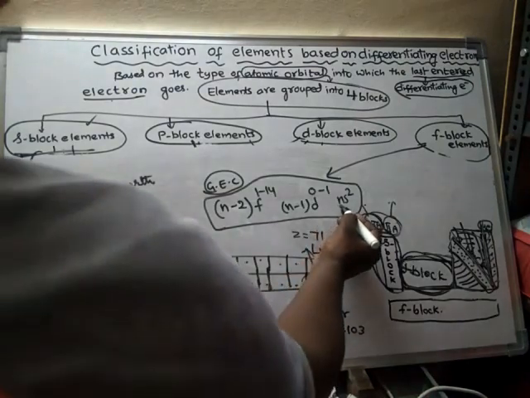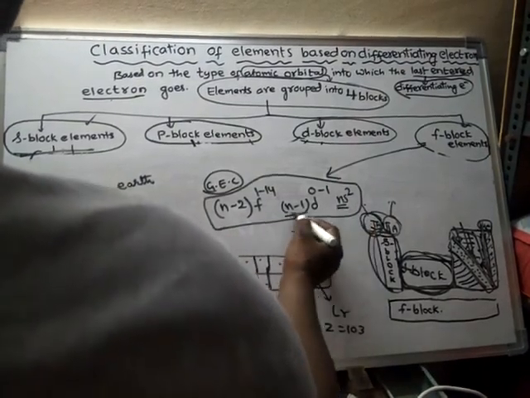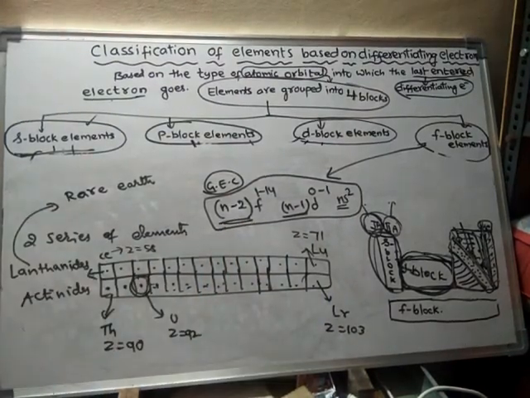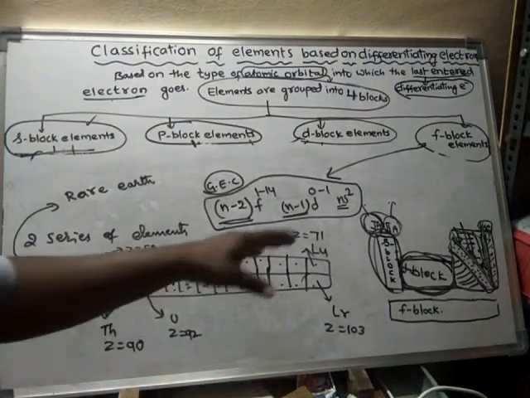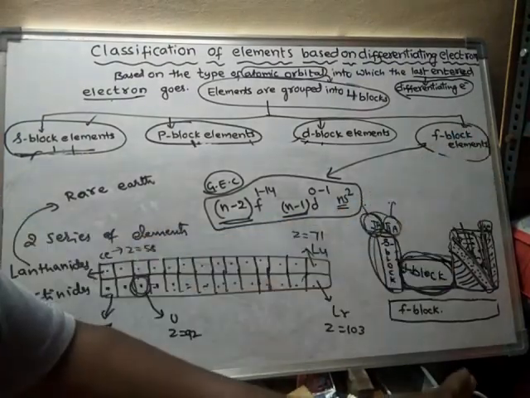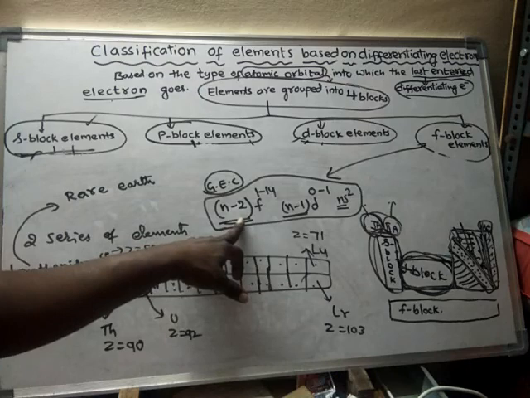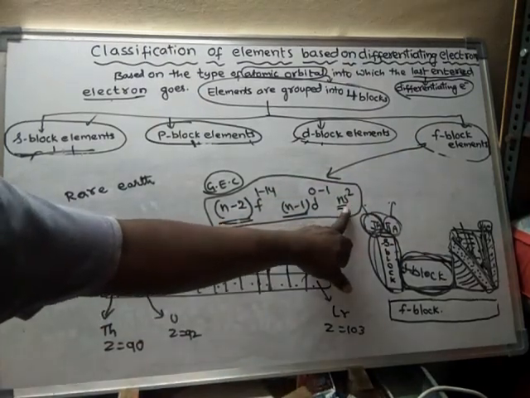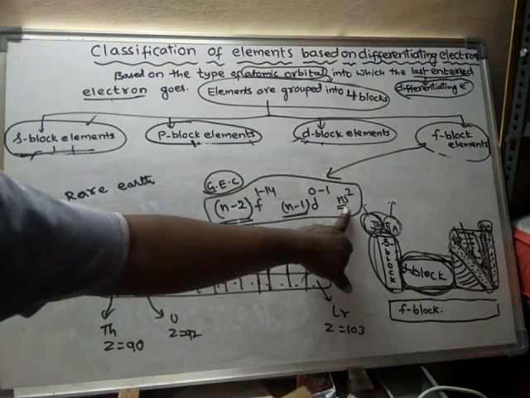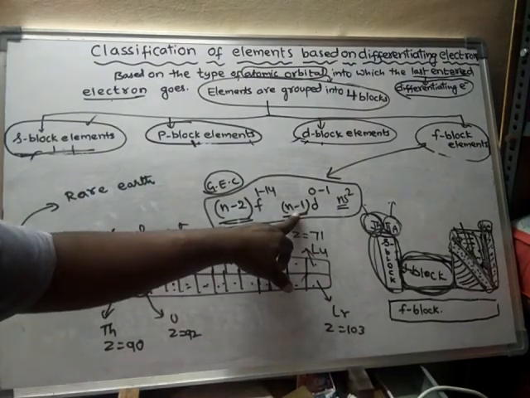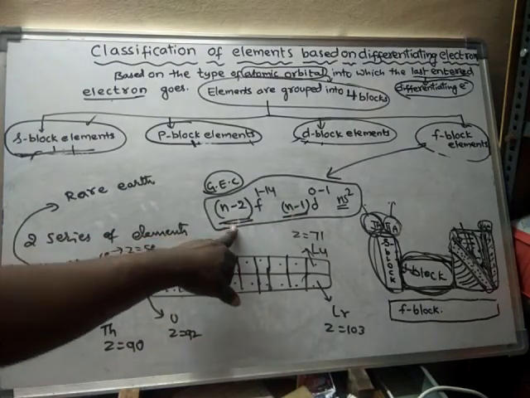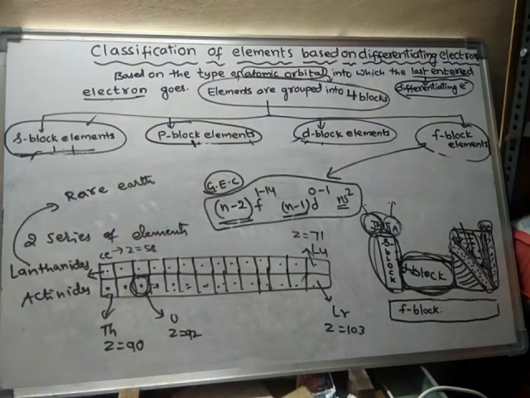So what is n? n is the outermost orbit. n minus 1 means last but one orbit. n minus 2 means last but two, okay, from the last. If you count from the last orbit, this will be in the third position from the last orbit. The outermost orbit is called the valency shell or ultimate shell. This is called the n minus 1 shell or penultimate shell, and this is called the anti-penultimate shell, n minus 2. So like this.